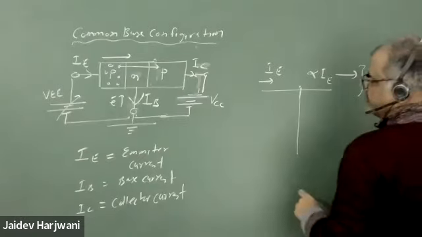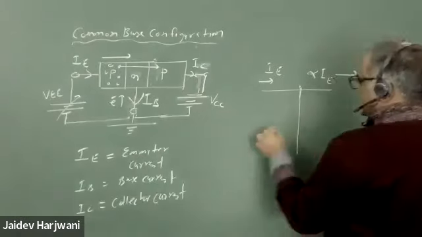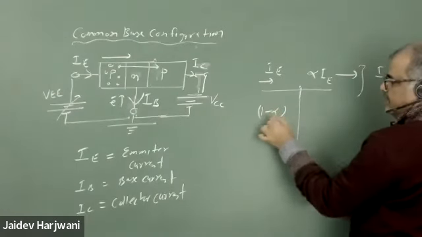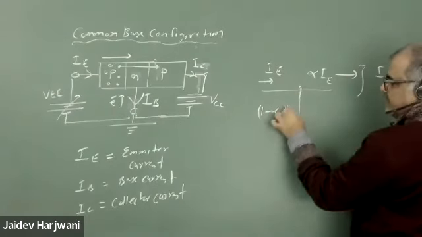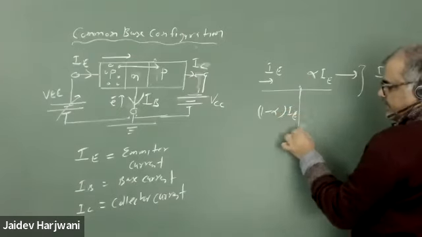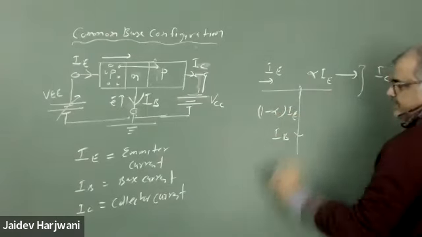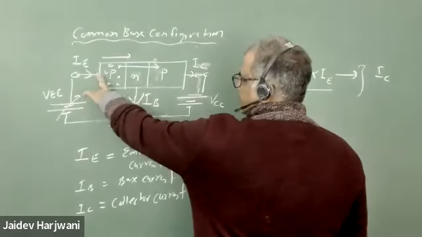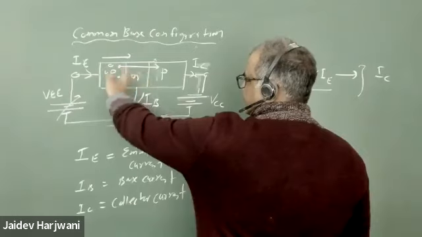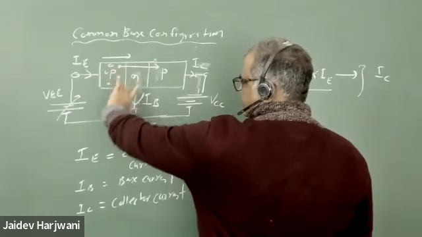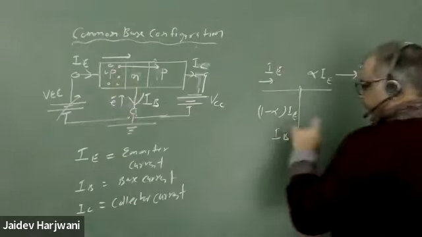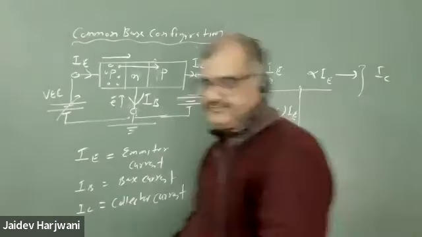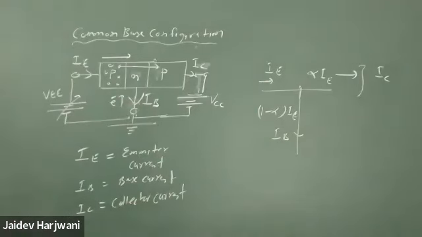Now some portion, a fraction 1 minus alpha of IE, will form your current IB, isn't it? So we are making a forward bias junction, so current is flowing and going there, and some fraction is getting lost here, that is making the current IB. Now just give me 1 minute.